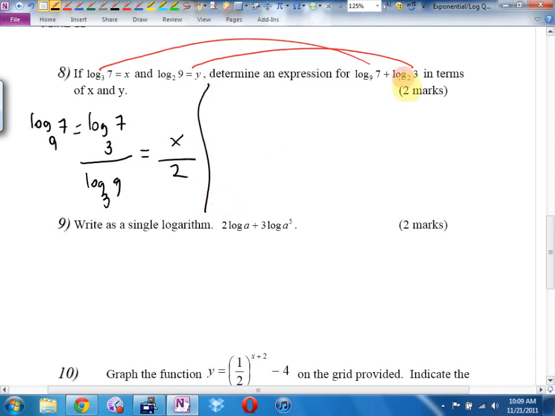I picked up this guy. I wrote it down. I said, you know what? I'm good with the two, but instead of a three, what would I like sitting inside the log instead? What would I prefer sitting there instead of a three? But it is a three. How can I write a three as a nine? Ah, I said.